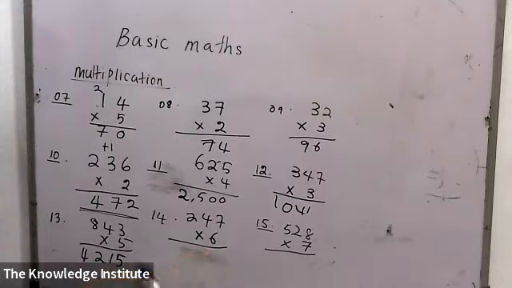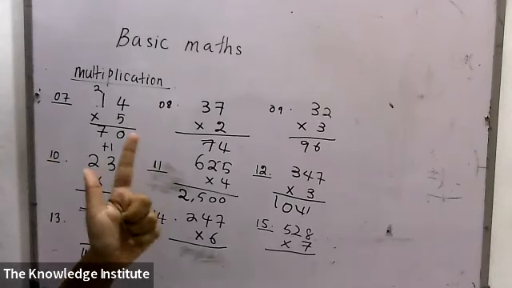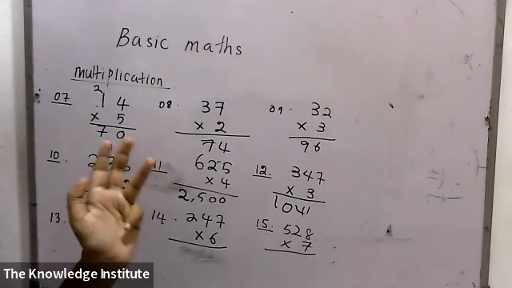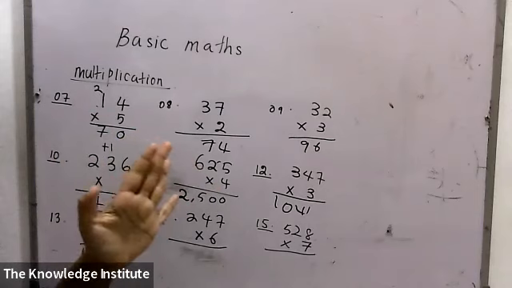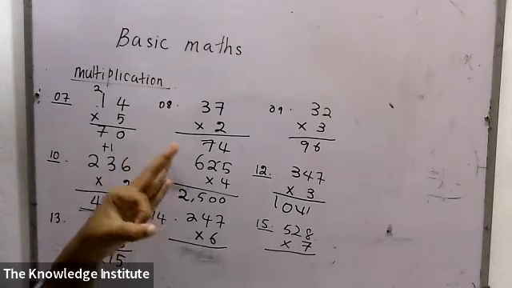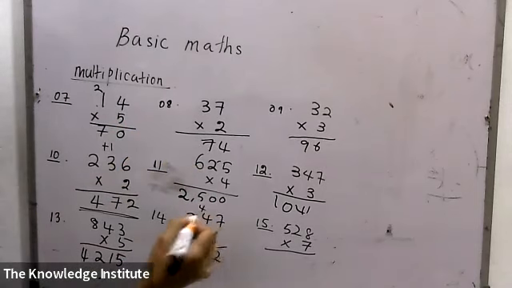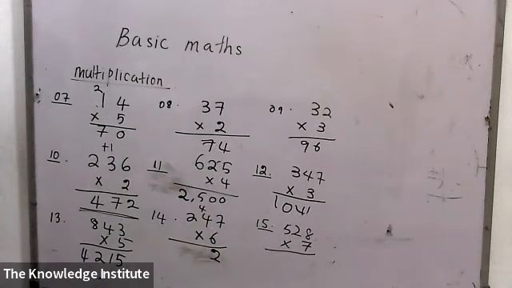7 sixes are. I think 26. Sorry, 36. No. Let's see. 6 ones are 6. 6 twos are 12. 6 threes are 18. 6 fours are 24. 6 fives are 30. 6 sixes are 36. 6 sevens are 42. Therefore, you will write a 2 here and carry the 4 to the opposite side.